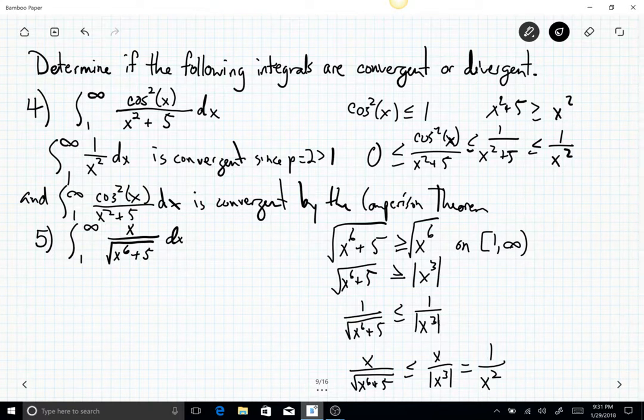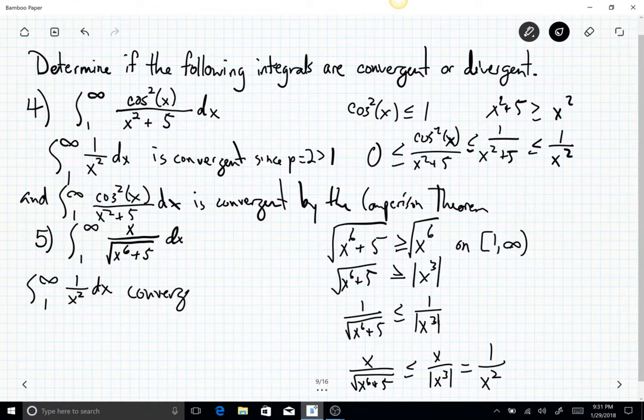So this holds. And once again, we're back to that 1 over x squared. So the integral from 1 to infinity of 1 over x squared dx converges. So the integral of x over the square root of x to the 6 plus 5 converges by the comparison theorem.